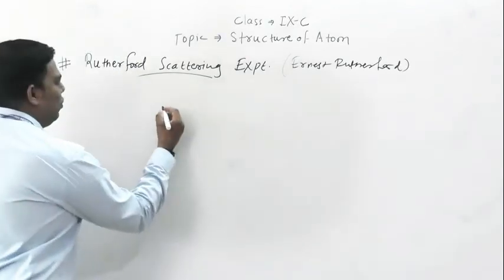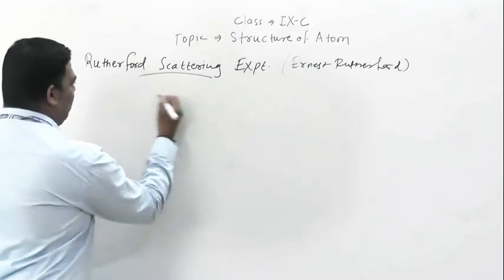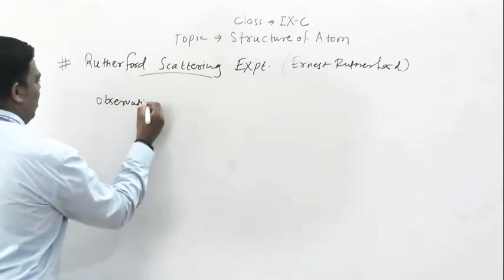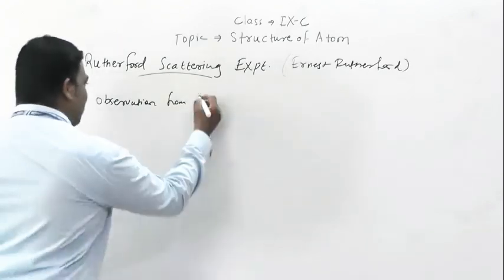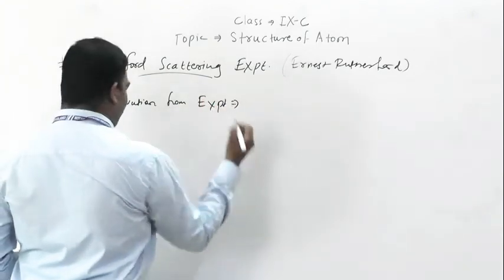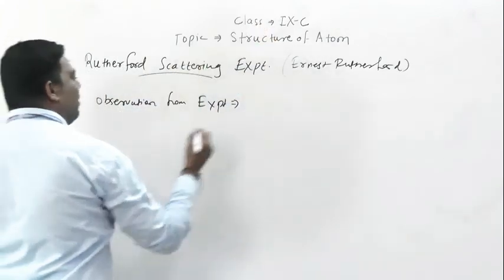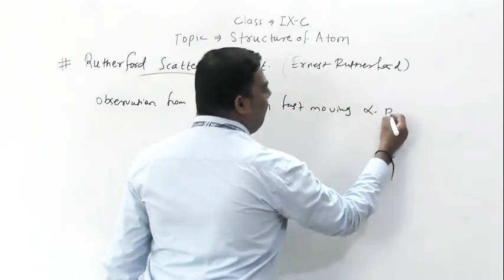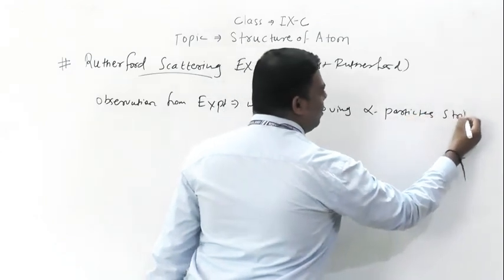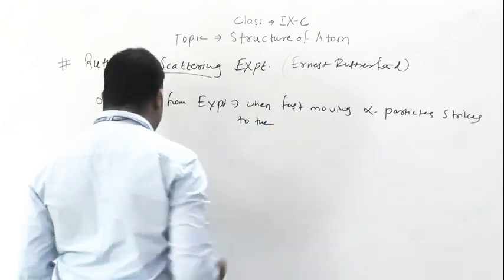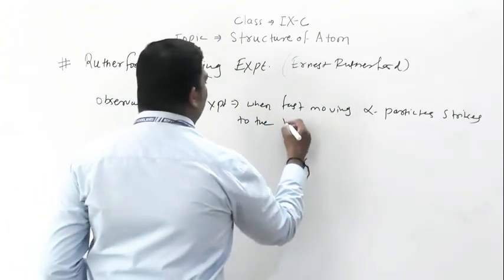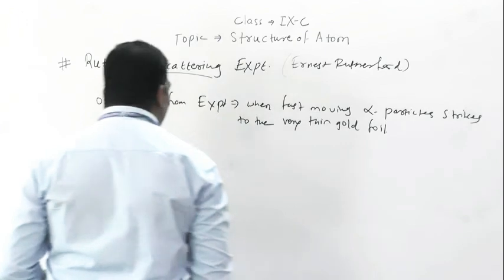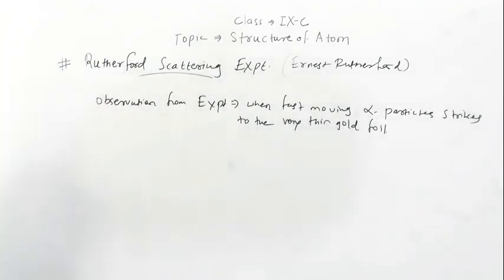Now see these alpha particles. Observation from the experiment: when fast moving alpha particles strike the very thin gold foil, see how we can see that very thin gold foil.